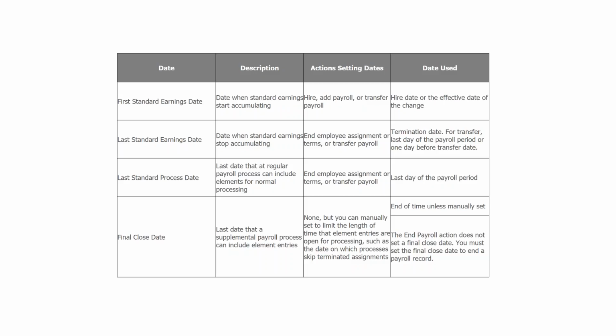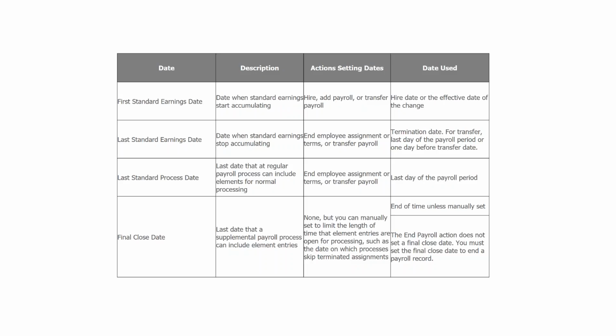Last standard process date: the last date that a regular payroll process can include elements for normal processing. So last standard process date is the last day of the payroll period. If you have an element which you have marked as last standard process date, then that will be available until the last date of the payroll period. So if an employee's termination date is, let's say, 15th of June, and he has an entry which is made after 15th of June, that element will be available for processing until 30th of June. That is the last day of the payroll period.